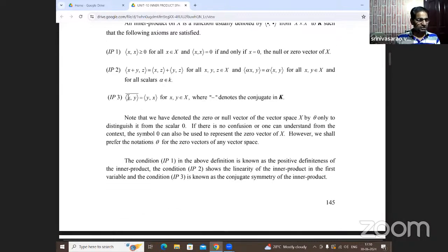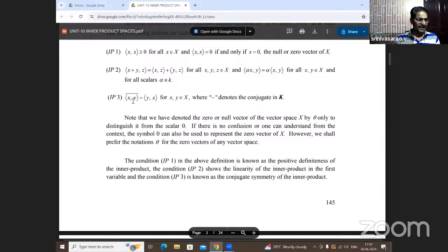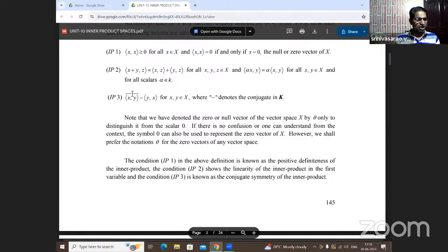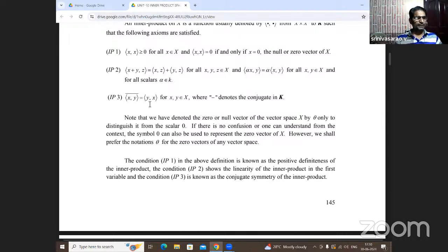And IP3 is read as conjugate symmetry: the conjugate of the inner product of x and y equals the inner product of y and x. Here x and y are two vectors in the vector space. The bar denotes the conjugate in K, where K is the field of real numbers or complex numbers. So it reads: conjugate of the inner product of x and y equals the inner product of y and x.